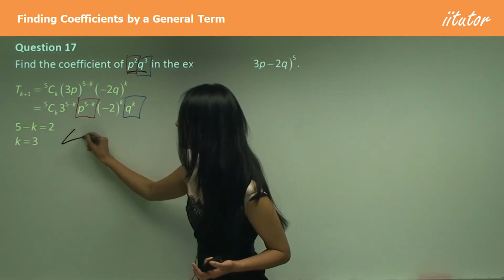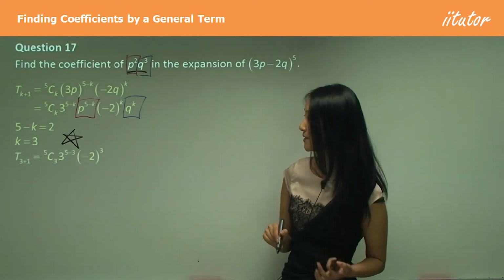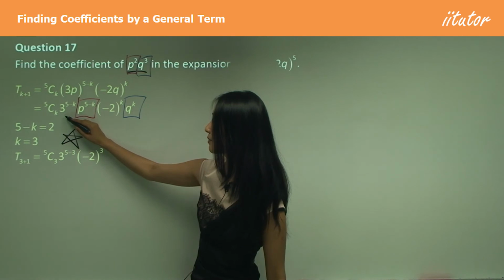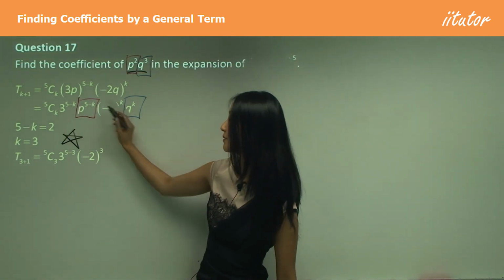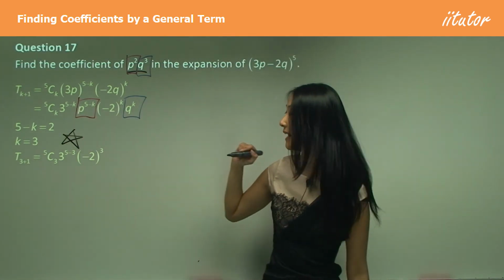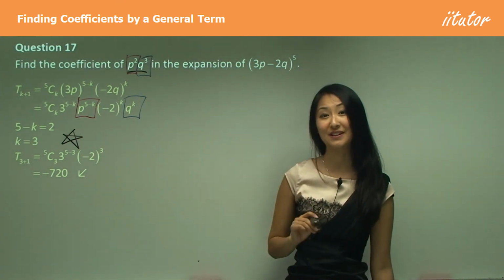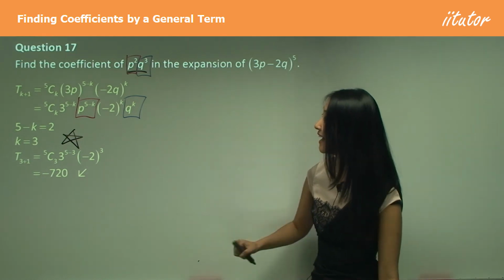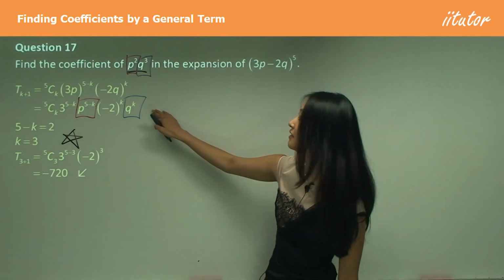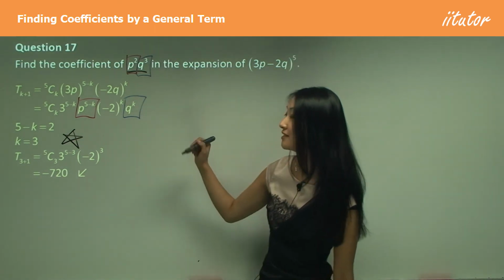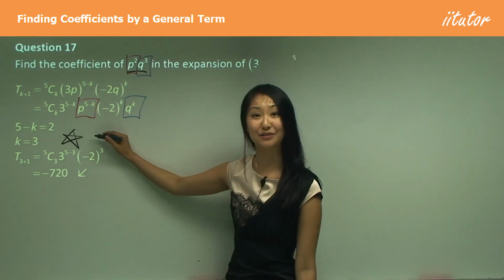We've worked out k. Now we just need to substitute that into these numbers here. So 5c3, 3 to the power of 5 minus 3, minus 2 to the power of 3, and that equals negative 720 when you put it into your calculator. Now you can see that if we chose q instead, so q to the power of k, q to the power of 3, and equate the indices, you would also get k equals 3.